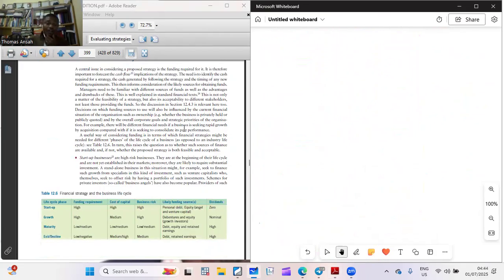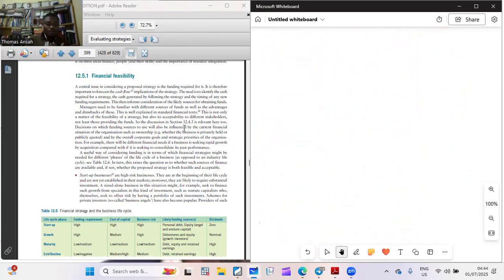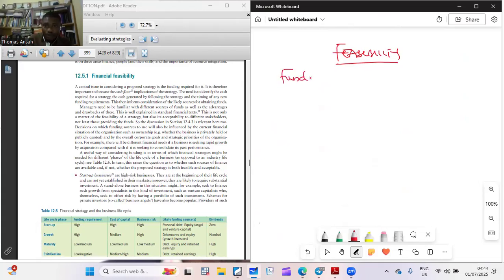Feasibility. Now, how is it feasible? Do you have money to do it? So remember, we've done these things. Feasibility of the options you are going to look at. We are going to look at the funding requirements. How much money would you need? Funding requirement. And the funding requirement, we will be looking at sources of capital.